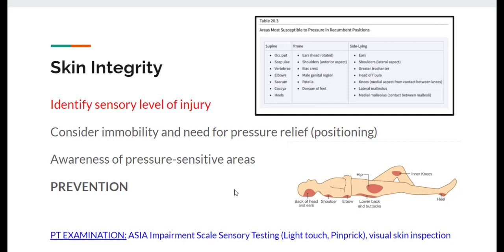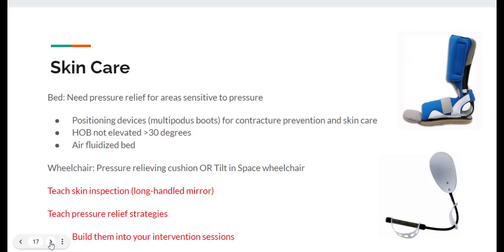They might in the acute phase have an airbed that will do the rotation and the movement for them. But once they don't have that, you're going to need to talk to them about relieving pressure. And again, we're doing the ASIA impairment scale for sensory testing, and we're looking visually at the skin on those places that might get pressure.